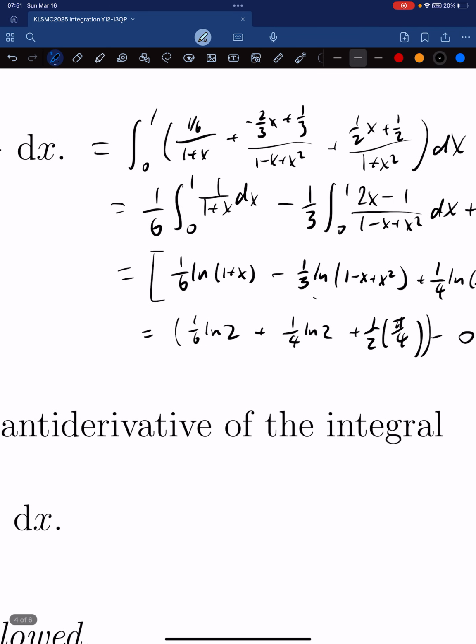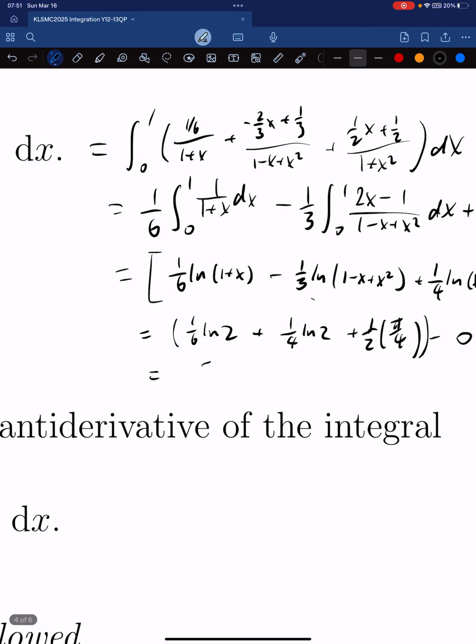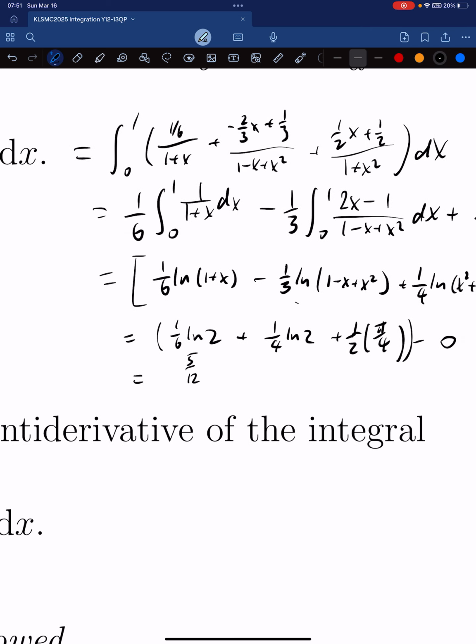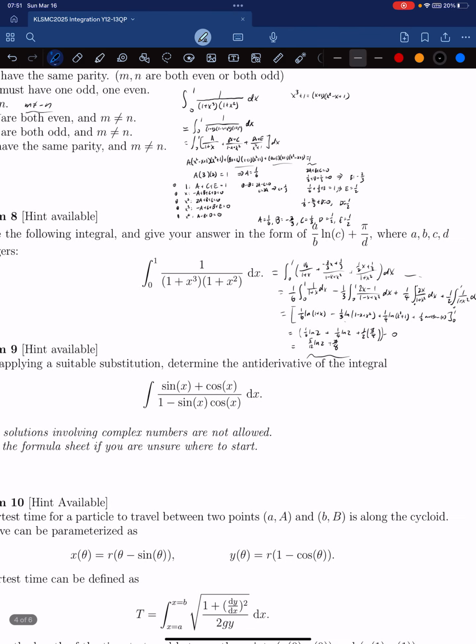So this simplifies to 5 over 12 ln 2 plus pi over 8. And this is basically our final answer.